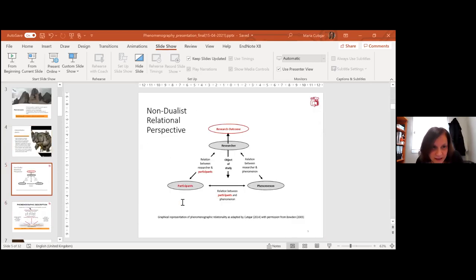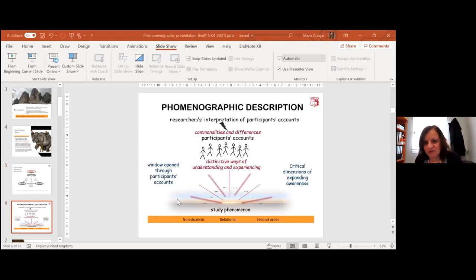So I like to go back to this diagram first set out by Bowden, where the researcher is part of the research, in that it is through the researcher that the relationship between the participants and the phenomenon is being set out. And the researcher has a relationship with the participants and the phenomenon itself. So all the more, the phenomenographic outcome is an interpretation of the study phenomenon which the researcher configures from the participants' accounts.